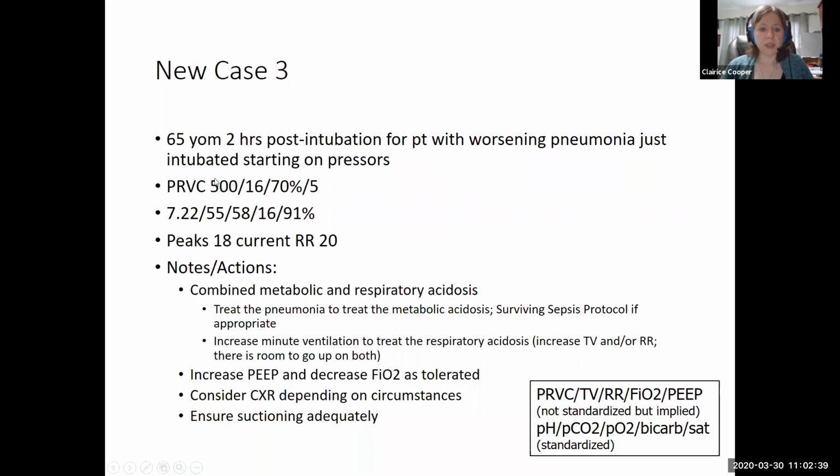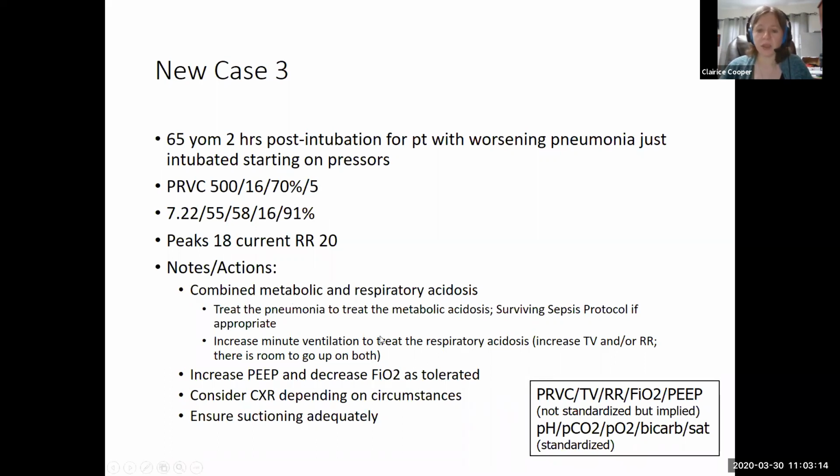So this patient has an acidosis that is both respiratory and metabolic, in addition to a high FiO2 with a low PEEP and just barely adequate saturations. So first, looking at the ventilation, we've got a combined metabolic and respiratory acidosis. We know the patient has a pneumonia, so we have theoretically a source for the metabolic acidosis. We're going to treat that with surviving sepsis protocol.